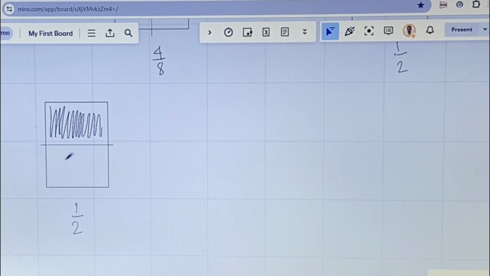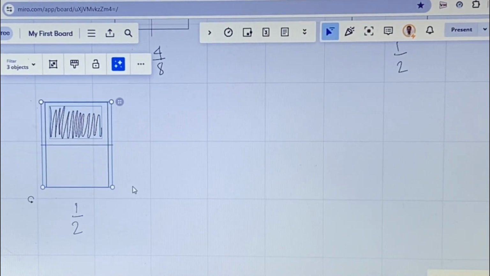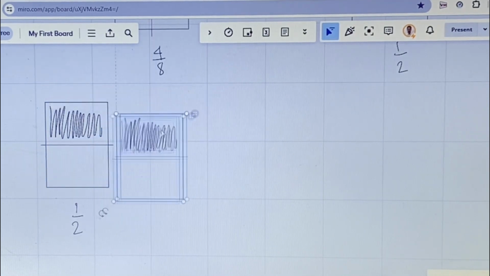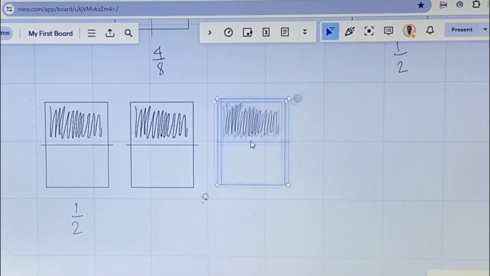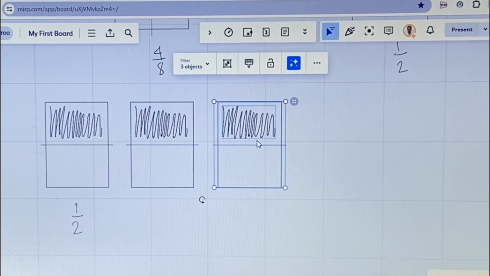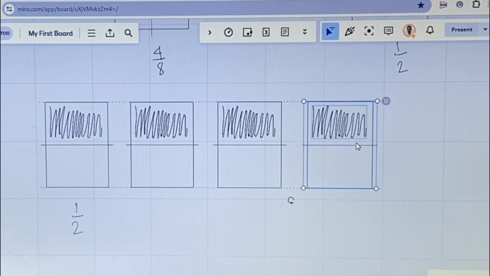Okay, this is also 1/2, basically because it's 1 out of 2 equal parts. Now what if I copy this and put it here? As you can see, it's the same drawing. I will put another one here, and another one here. The first drawing is divided into 2 equal parts.